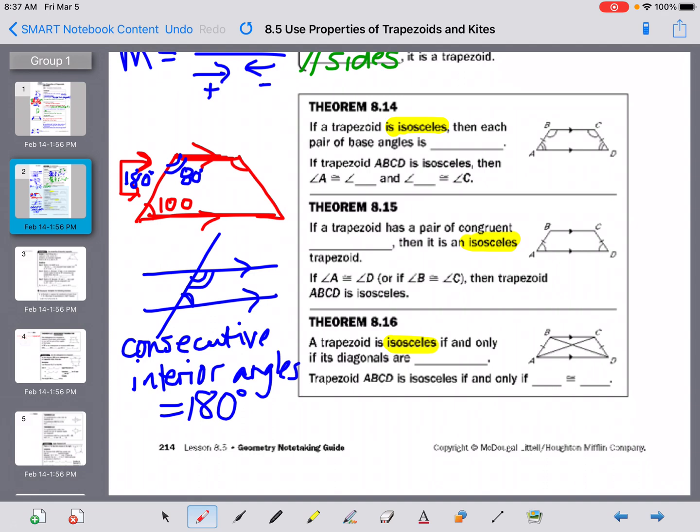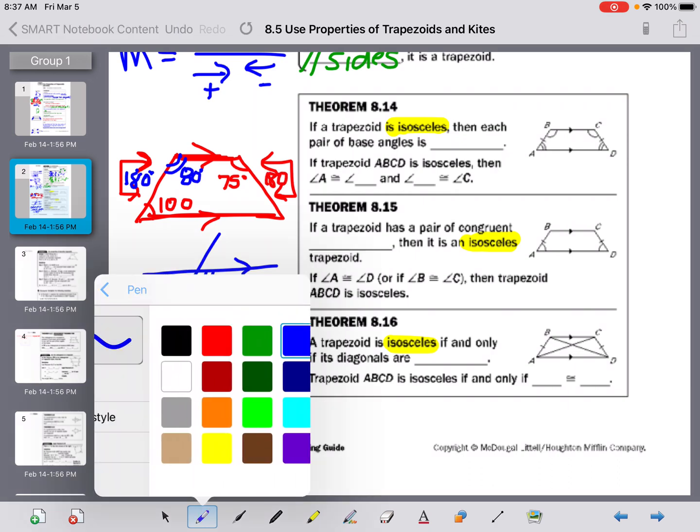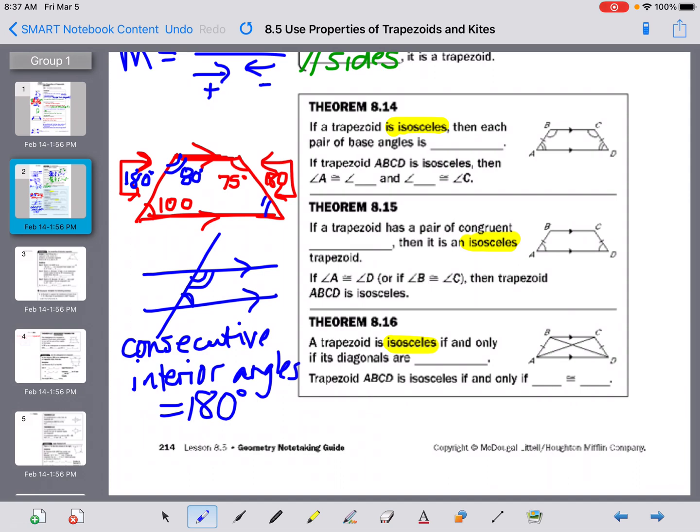Let me tell you that if that one's 75, okay? Once again, these two right here, between two parallel lines, they're going to need to add up to 180. So once again, I can take 180 and subtract that, and I'm going to get 105 down here.